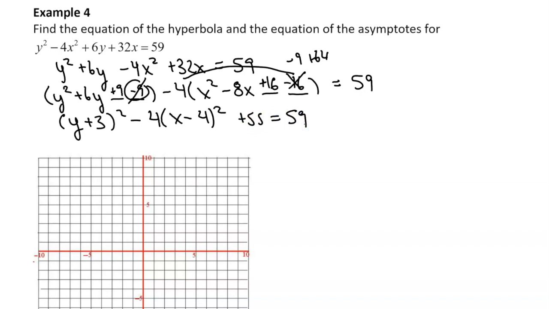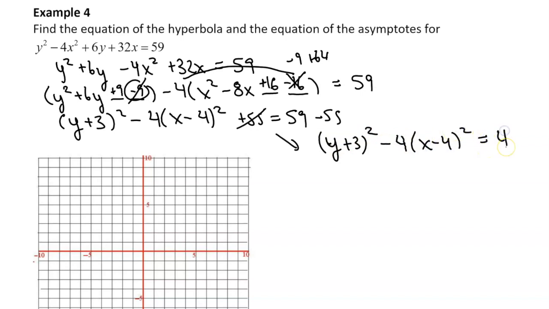So we want to subtract 55 onto the other side. And then you're going to want to do 59 minus 55 to create a 4. So I'm just going to continue this on over here. So you could say something like y plus 3 squared minus 4 times x minus 4 squared equals 4.